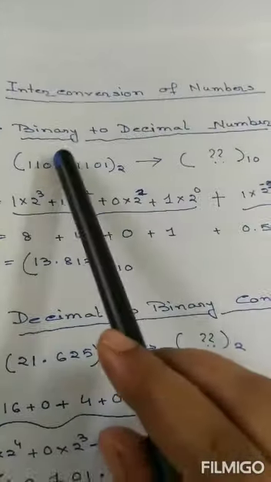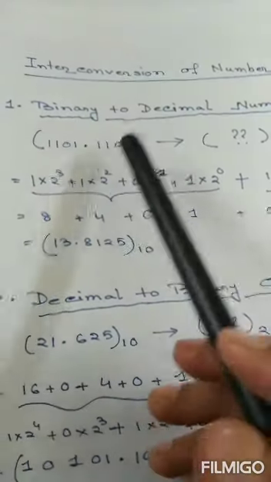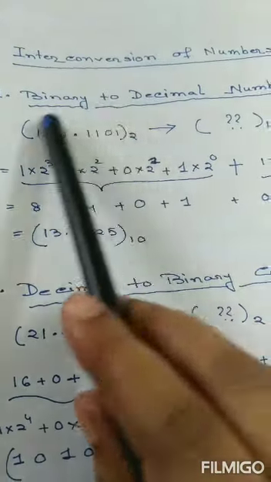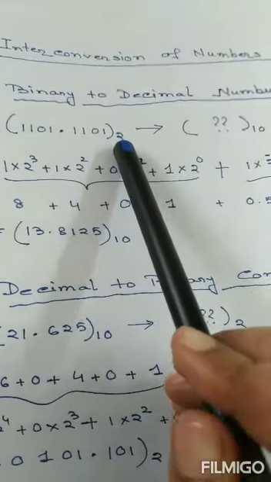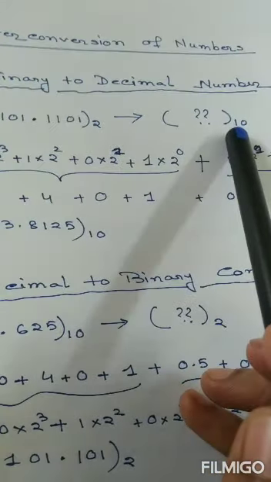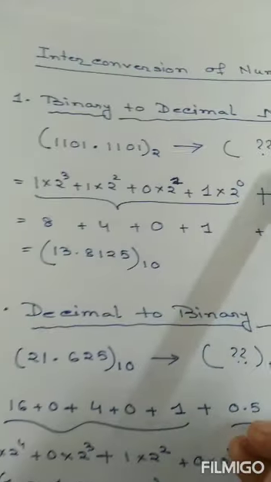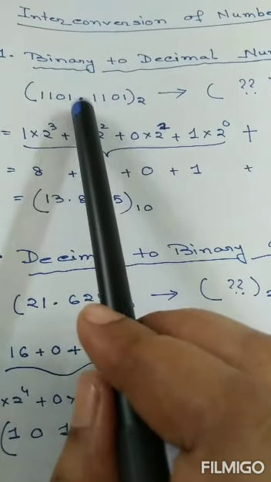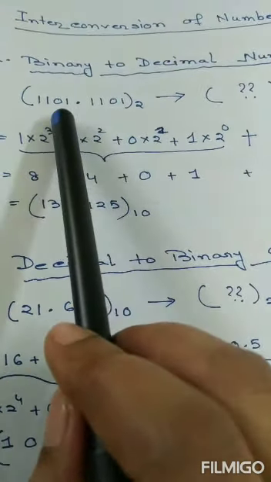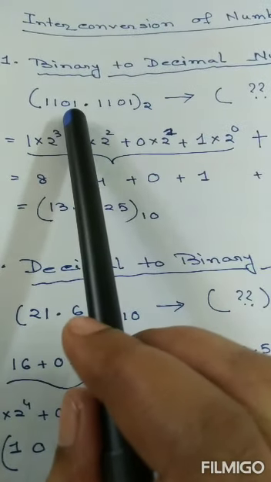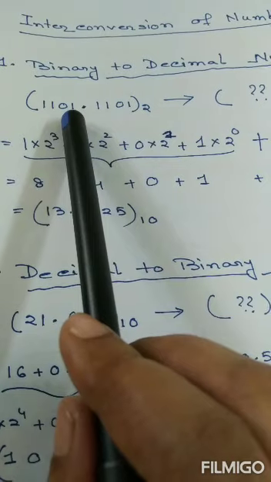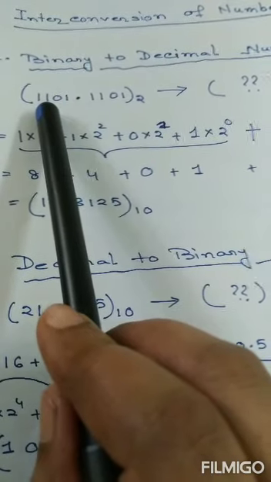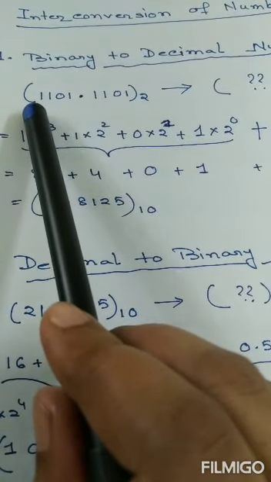First, consider binary to decimal conversion. Take an example, 1101.1101. This is a binary number because the base is 2. We'll convert this number to a decimal number, base 10. So what is the process? First, before the point, that is the integer part, what is the weightage value? We know that for 1, the weightage value is 2 to the power 0. For 0, it is 2 to the power 1. For 1, 2 square. And for this one, 2 cube.